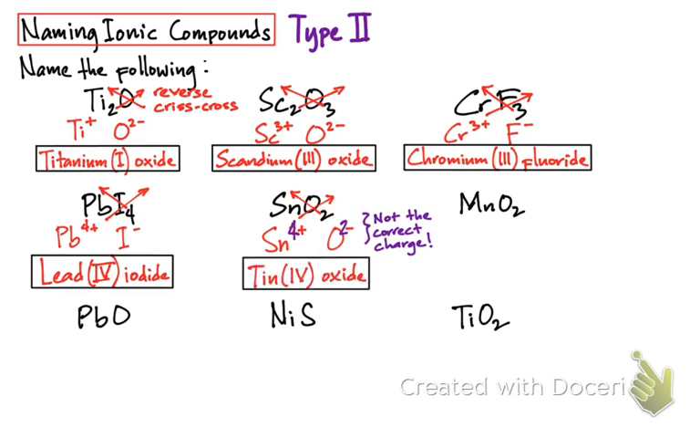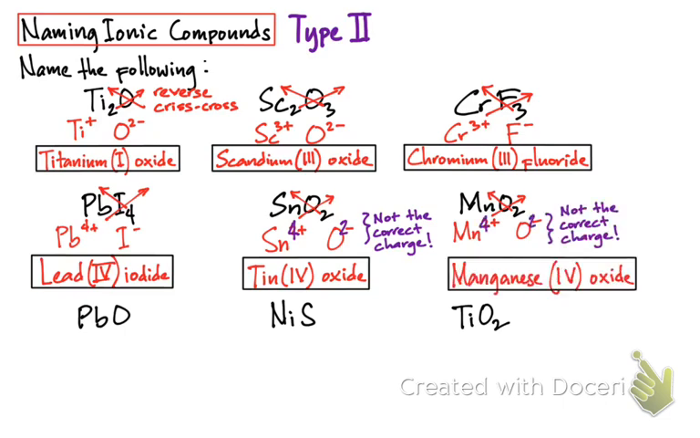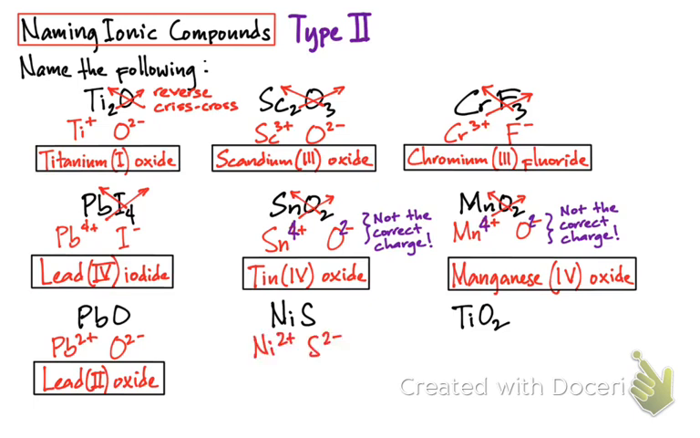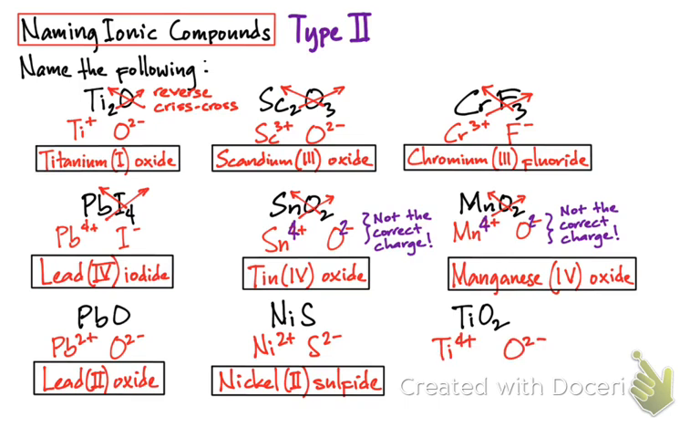And same goes for MnO2. So you have manganese 4 oxide. Okay, and the same goes for the rest here. So we have lead 2 oxide. And this one would be nickel 2 sulfide, and the last one is titanium 4 oxide.